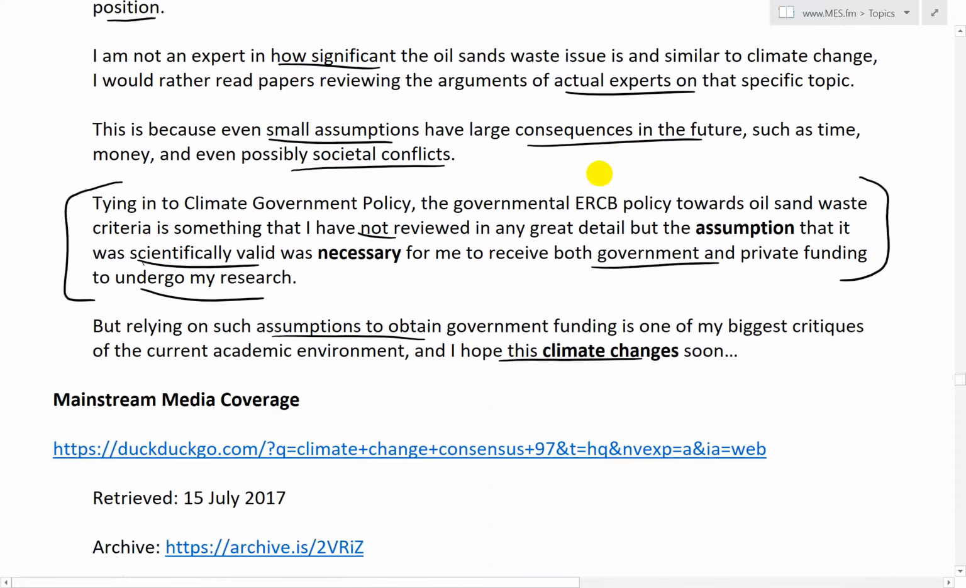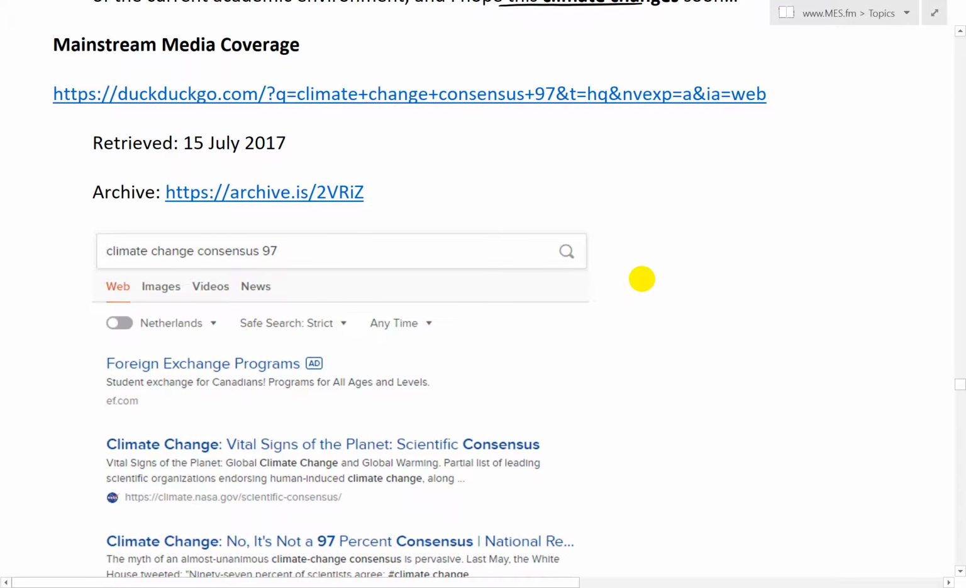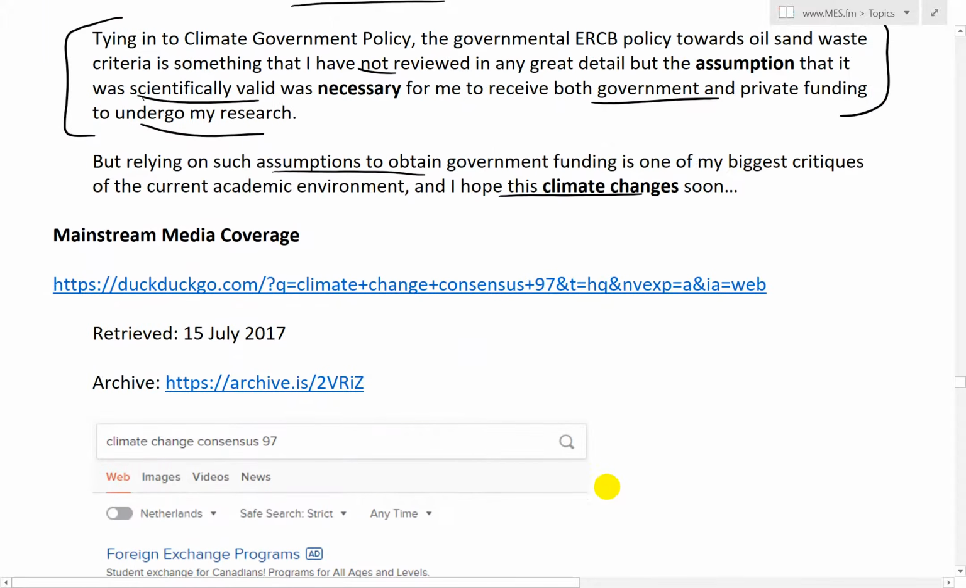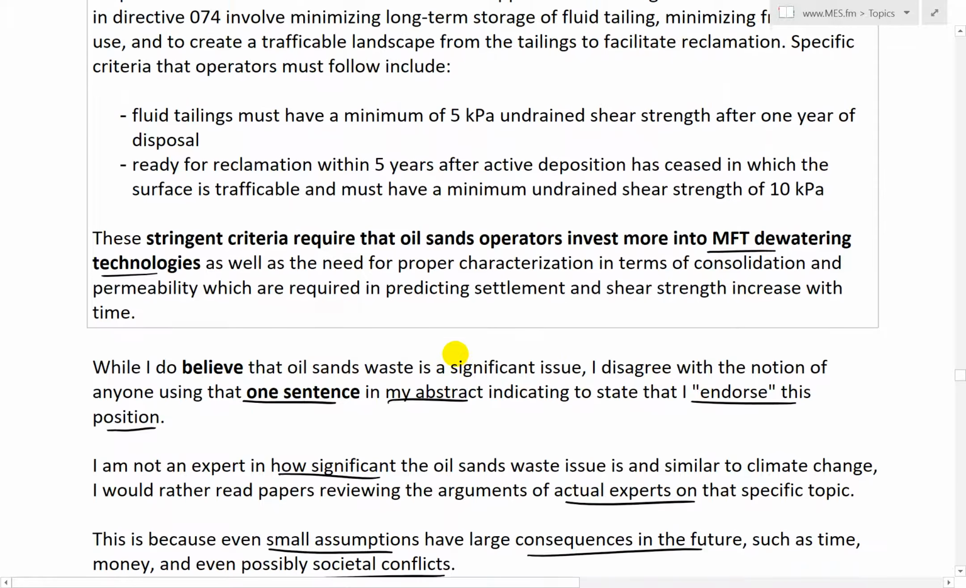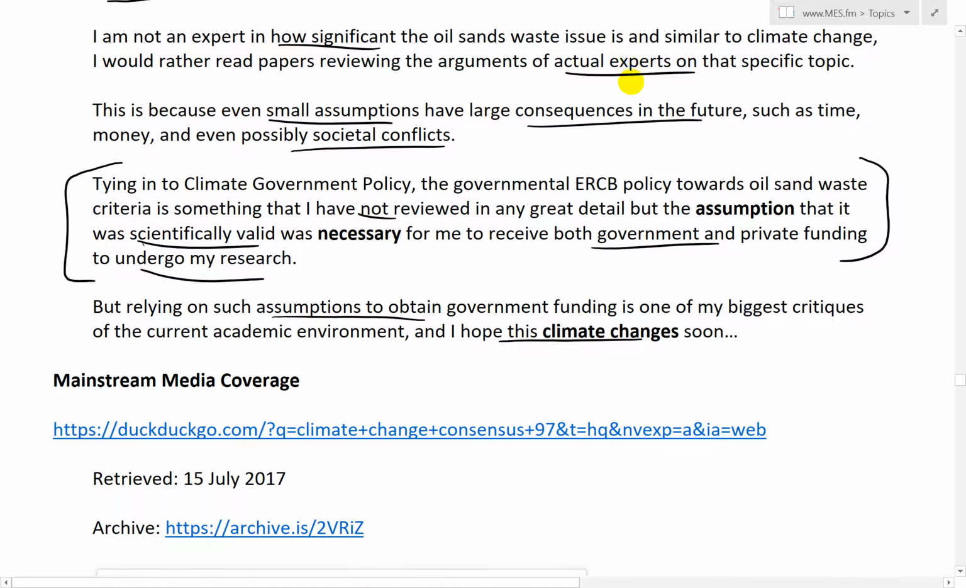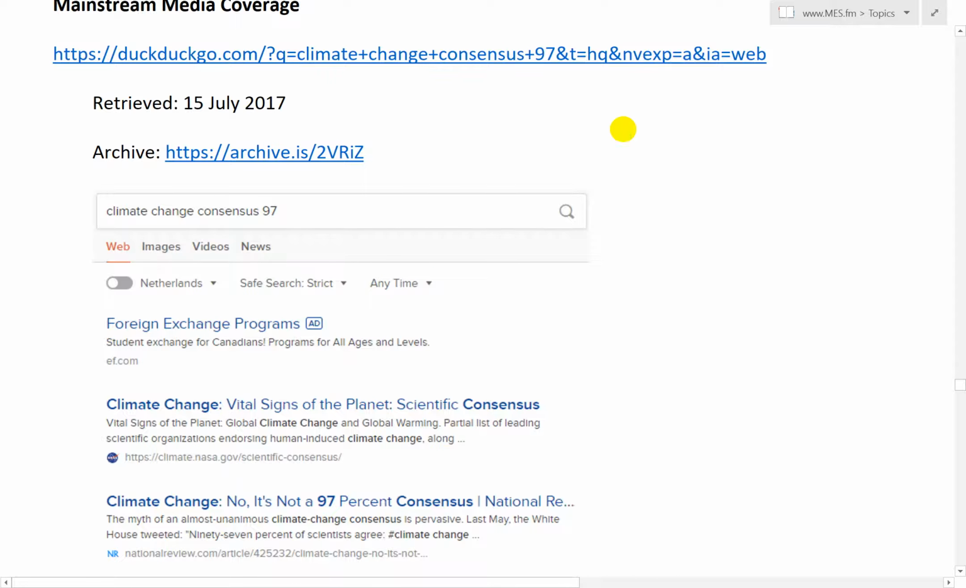So instead of me trying on my own to figure out if that directive is correct or misleading, and not getting funding for that research, I could just say, okay, I'll assume it's right, I'll get some money, and I'll go do some work on MFT dewatering, or the oil sand waste dewatering. So now let's look at mainstream media coverage.